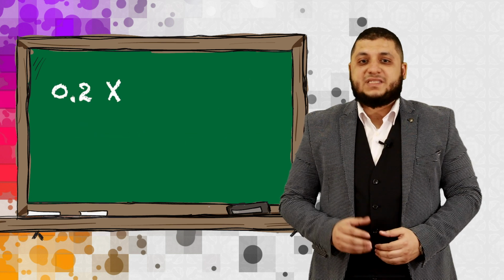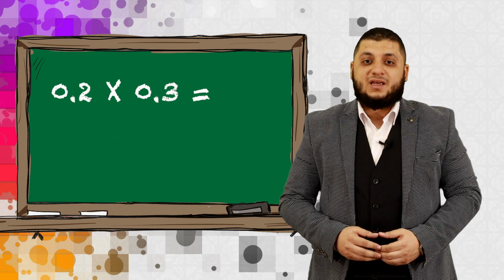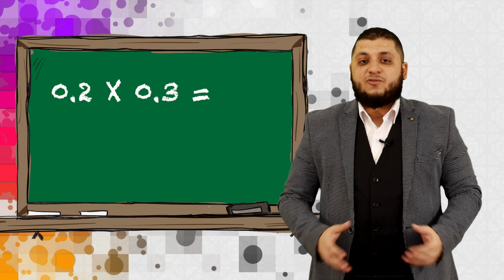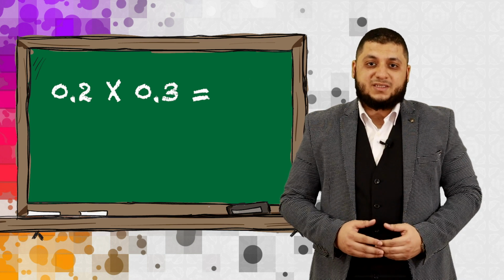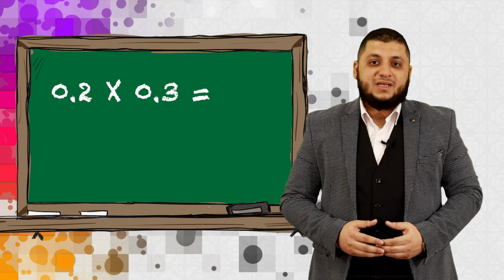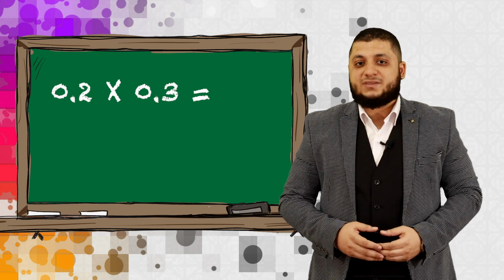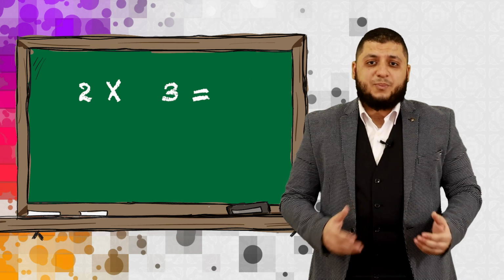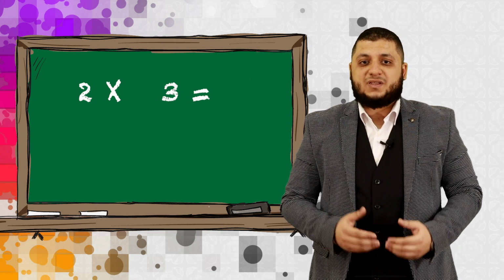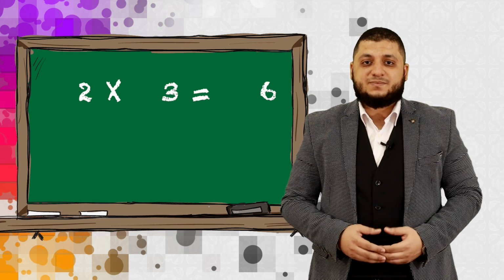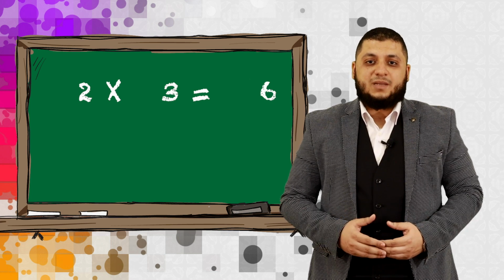But if we have 0.2 times 0.3, how can we multiply? 0.2 and 0.3 are called decimals. To multiply decimals, the first step is to neglect the decimal point. Now, if we remove the decimal point from both of these factors, it will be 2 times 3, which equals 6. But remember that there was a point in both of them.